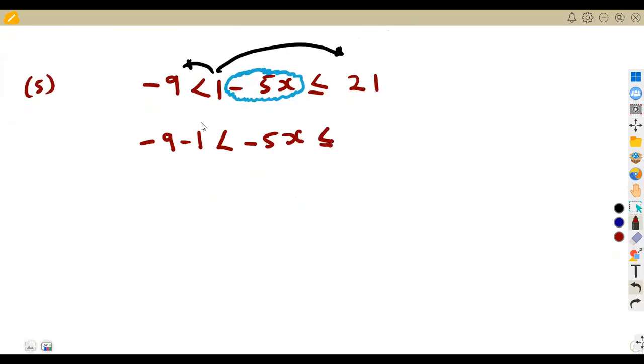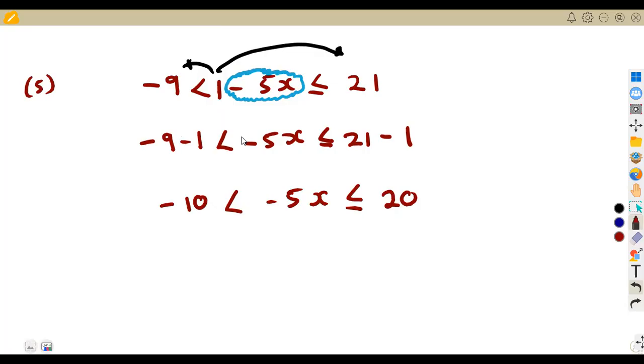We transpose 1 to the other side, it becomes a negative, just like this side. So it's going to be 21 minus 1, and minus 9 minus 1. What do we get? That's a negative 10. You can use your calculator. Less negative 5x, all right? So this is less than or equal to 21 minus 1, and 21 minus 1 is a positive 20.